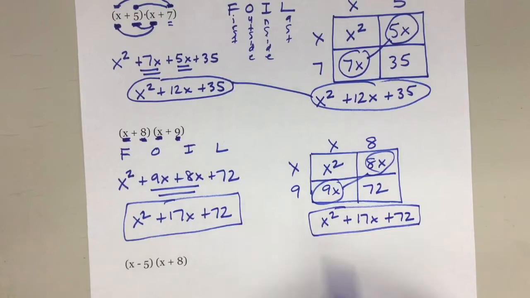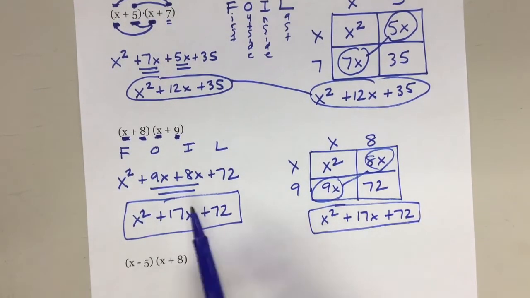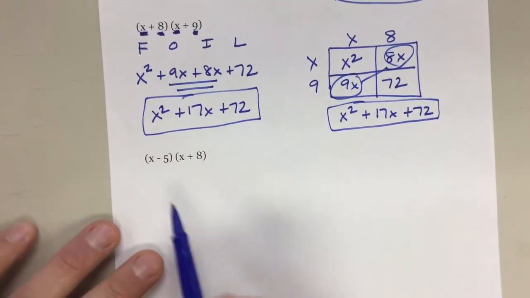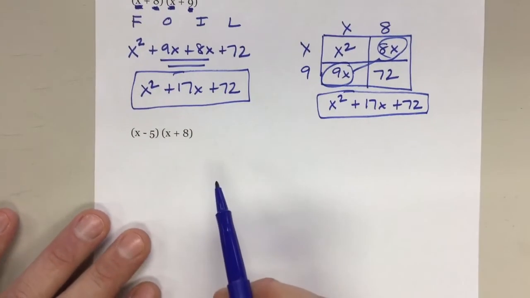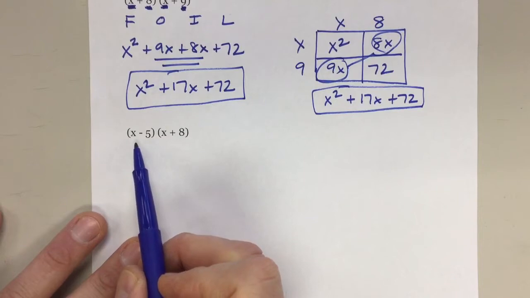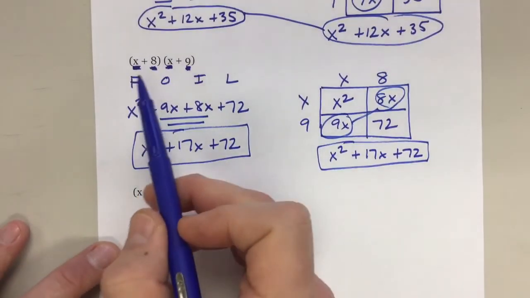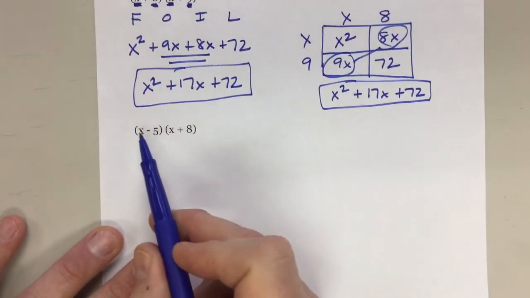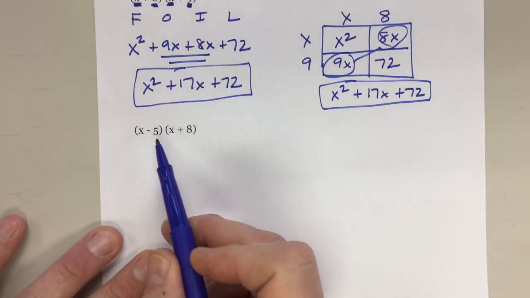Now, you do not have to do this problem in 2 ways, okay? Pick the way you like the best and just do that one. I'm not expecting you to do each problem twice. Now, the major change on this third example is that instead of both terms being positive like they were here, x plus 8 and x plus 9, this one has an x minus 5, okay?